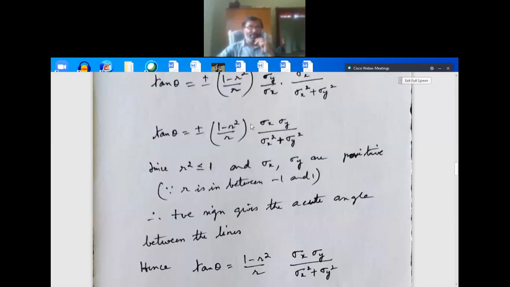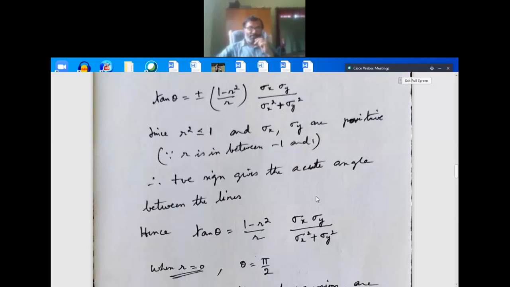So positive means tan theta is positive, which means theta is in the first quadrant. Theta in the first quadrant means theta is an acute angle. So that I have written here: the positive sign gives the acute angle between the lines. That is clear to you.